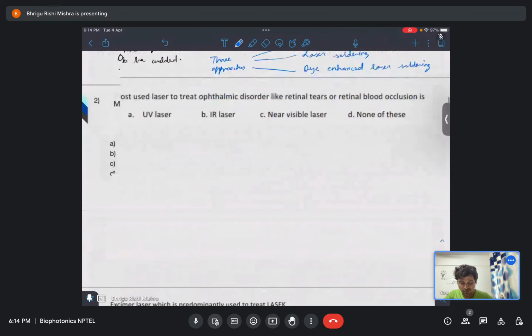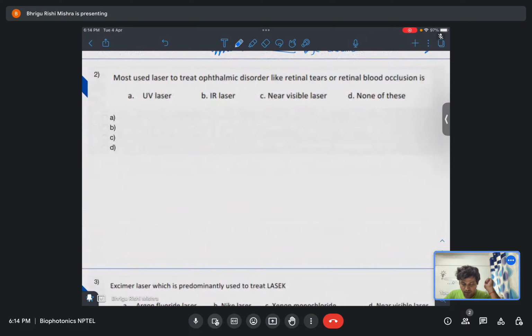Okay, so next move on to the second question. The most used laser to treat ophthalmic disorders like retinal tears or retinal blood occlusion is near visible laser. Okay, so these are also known as thermal lasers. These are most commonly used in ophthalmology. So why these lasers are used, that is an important question.